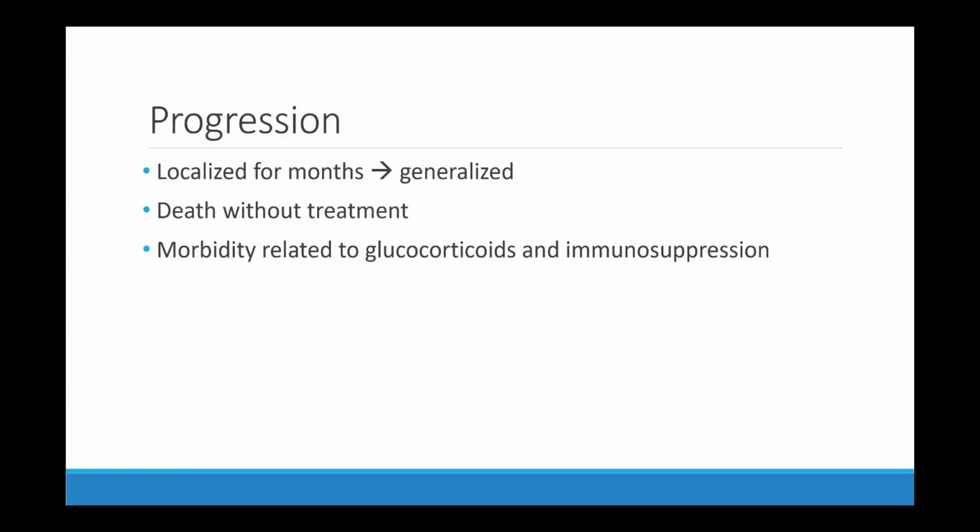Pemphigus vulgaris can be localized for months before progressing and becoming generalized. Patients will often die without treatment. However, now with effective treatment options, morbidity is related to glucocorticoids and immunosuppression.